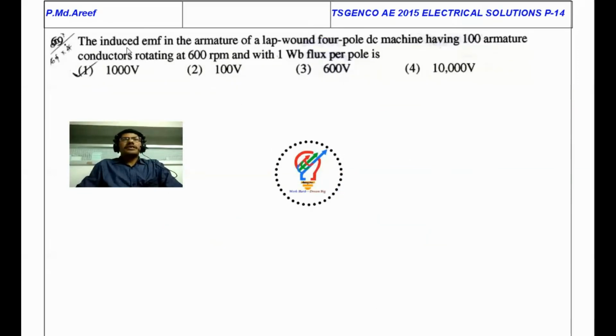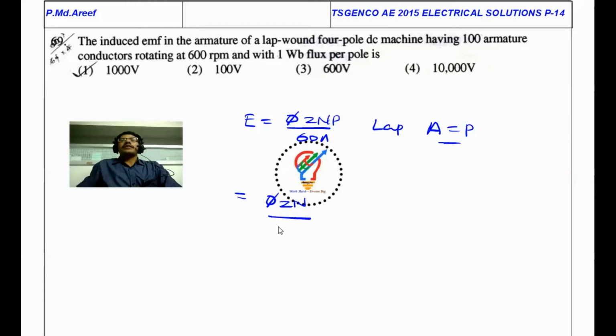The next question is: the induced EMF in the armature of a lap wound 4-pole DC machine having 100 armature conductors, rotating at 600 RPM with 1 Weber flux per pole, is. The basic fundamental formula for this is E = ΦZNP/60A. For lap connected winding, the number of parallel paths A is equal to the number of poles P. So the formula reduces to ΦZN/60.